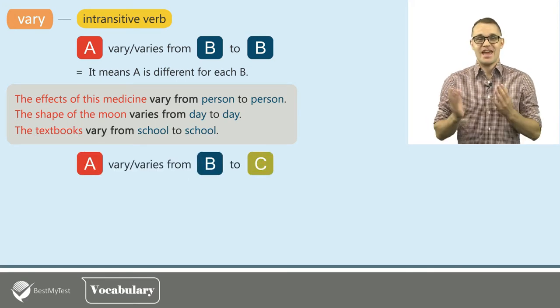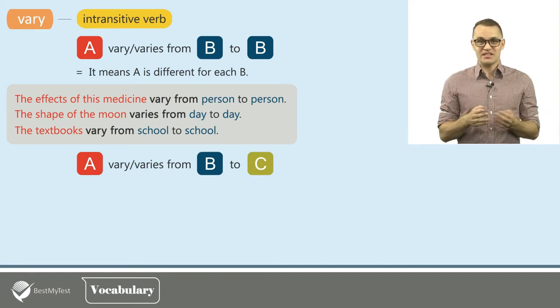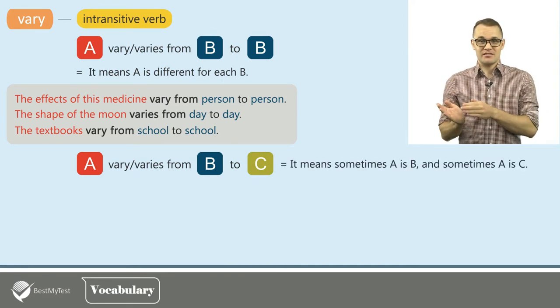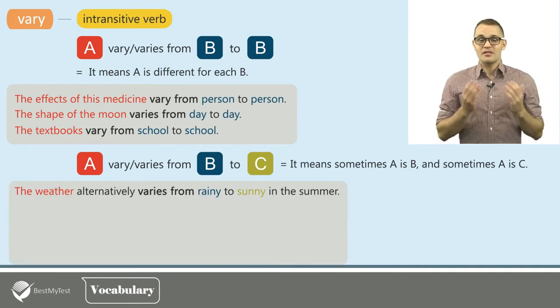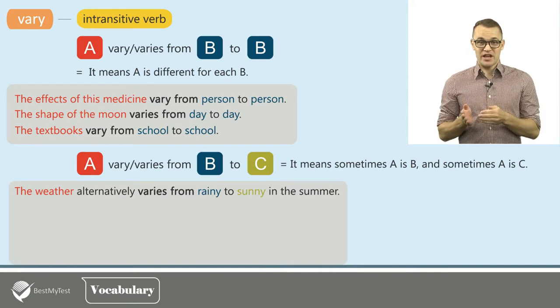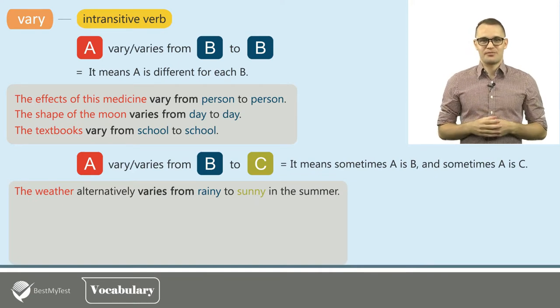The second pattern is A varies from B to C. It means sometimes A is B and sometimes A is C. Look at some examples to make that clearer. The weather alternately varies from rainy to sunny in the summer.